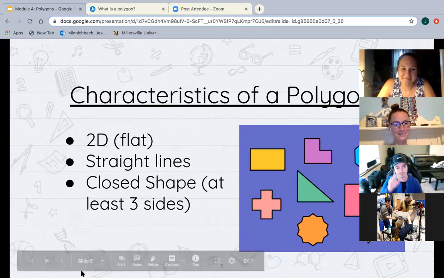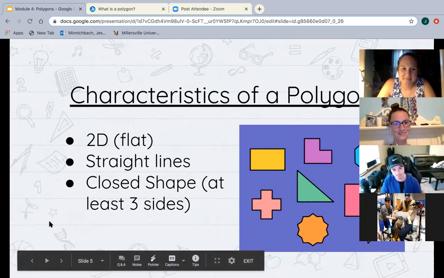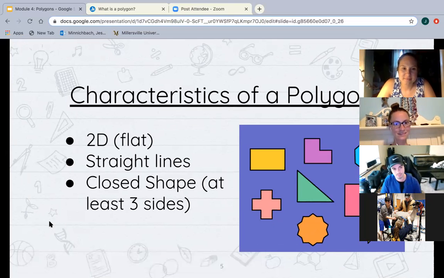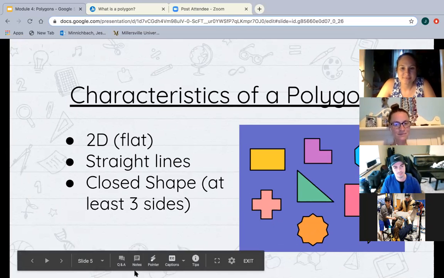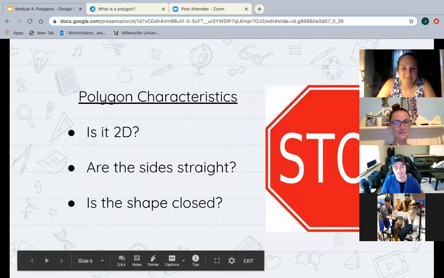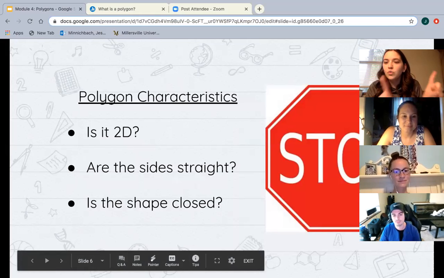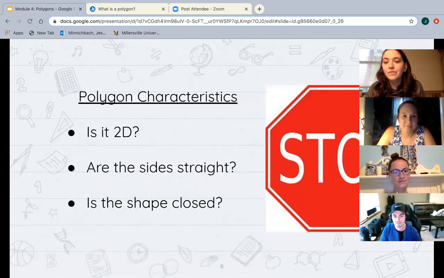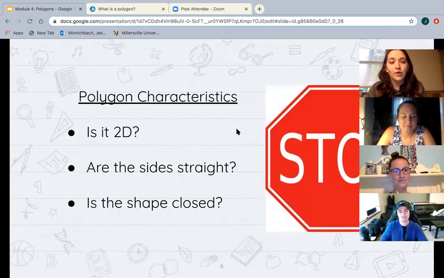All right, let me get that chat box. And the connecting points are called vertices. Awesome, I'm glad you're interested in that higher level vocabulary. All right, so we are going to practice applying these characteristics. We are going to do one together, you will do one with a partner in breakout rooms, and then you will try one by yourself.